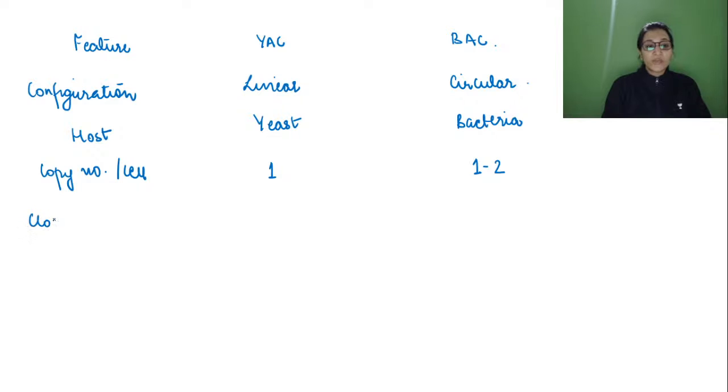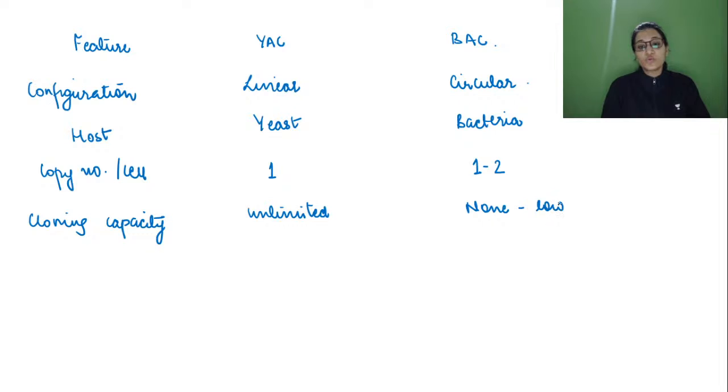Then what is the cloning capacity? For yeast artificial chromosome the cloning capacity is unlimited. For bacterial artificial chromosome, the cloning capacity is low. Okay, then what about chimerism? Yeast artificial chromosome shows chimerism up to 40%, but for bacterial artificial chromosome, no data is available.